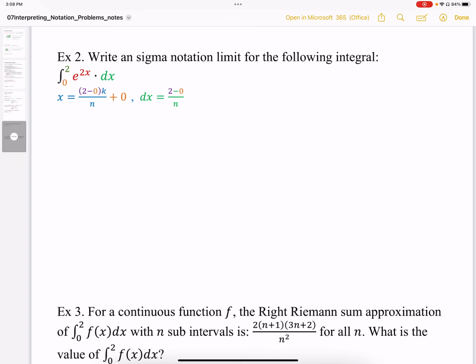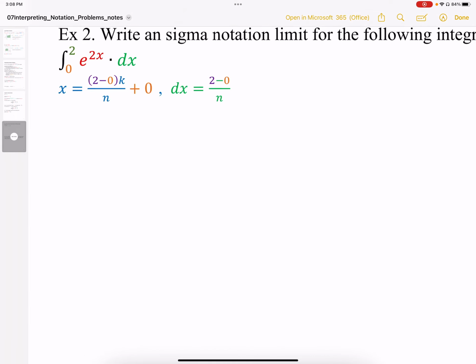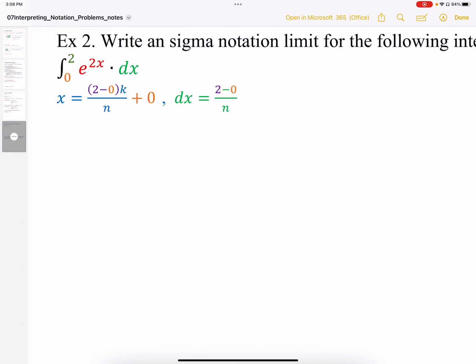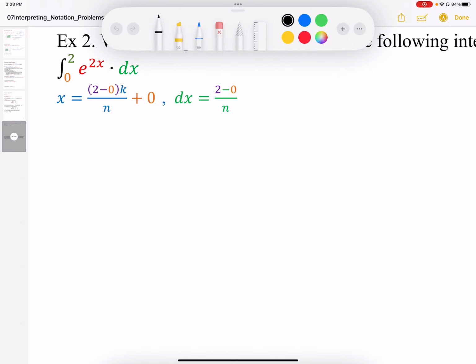To convert this integral into the sigma notation with an infinite limit, we need to first establish what the dx is. The dx part of this is going to be the interval width. In this case, the interval width is going to be found from the bounds of 0 and 2. And so we take the interval width of 2 and divide it by n. And that's going to be our dx part of this expression.